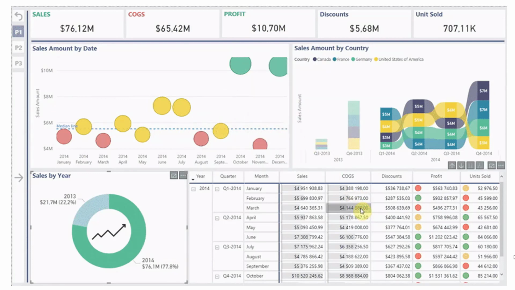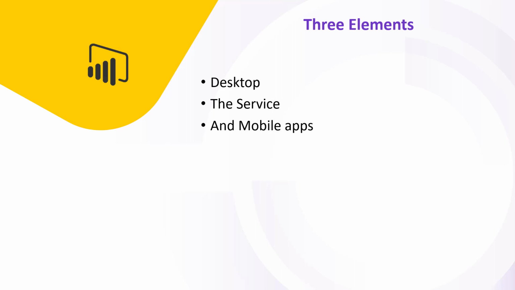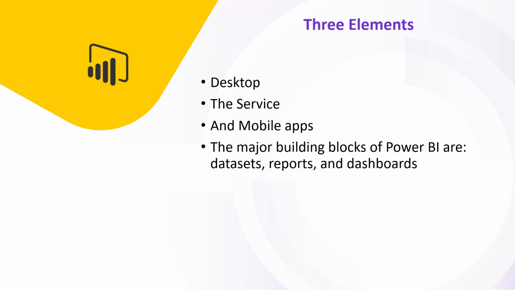Power BI consists of a Microsoft Windows desktop application called Power BI Desktop, an online SaaS, software as a service, called the Power BI Service, and mobile Power BI apps that are available on phones and tablets. These three elements, desktop, the service, and mobile apps, are designed to let people create, share, and consume business insights in the way that serves them, or their role, most effectively.